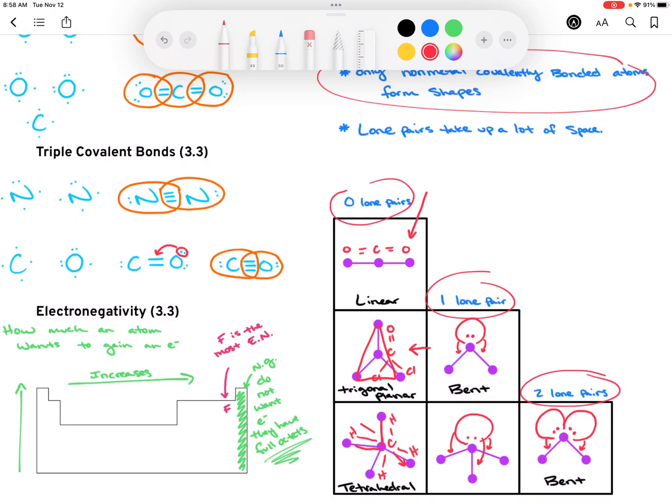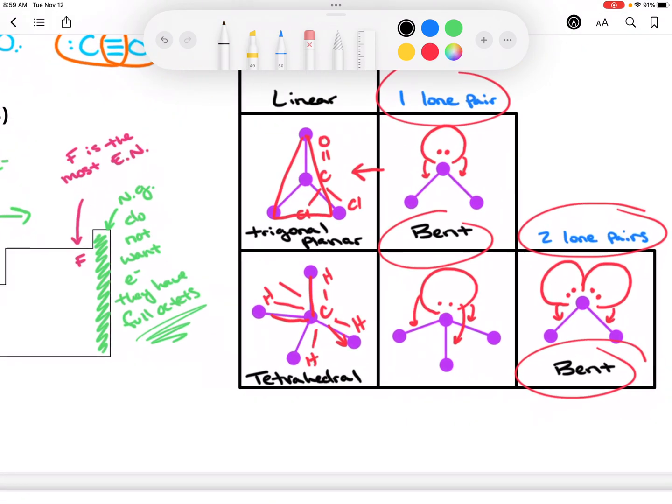And then bent: there are 2 bent ones, and it depends on whether you have 1 or 2 lone pairs. These lone pairs take up a lot of space, and they're bending our molecules. And then at the very bottom, this one got taken off, let me put this on here. This one is pyramidal. A pyramidal looks like a pyramid, and it's got 1 lone pair and then 3 below it. An example could be nitrogen bonding with a bunch of hydrogens, also known as ammonia. The hydrogens are being bent by this lone pair, and it's forming a pyramid shape.